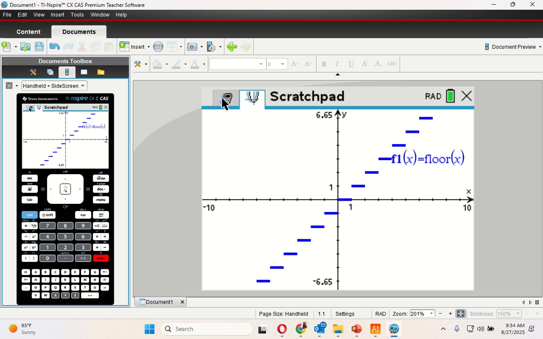There's another one which is a ceiling function, which, instead of having little hands going like this, has hands going like this. Okay, then you go like this.